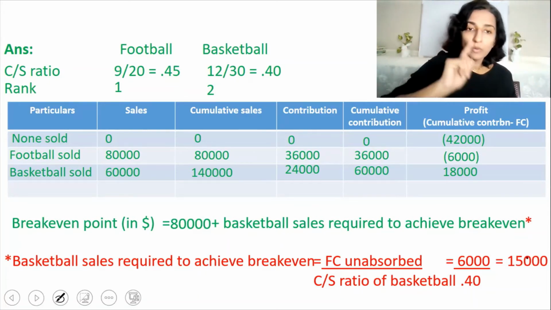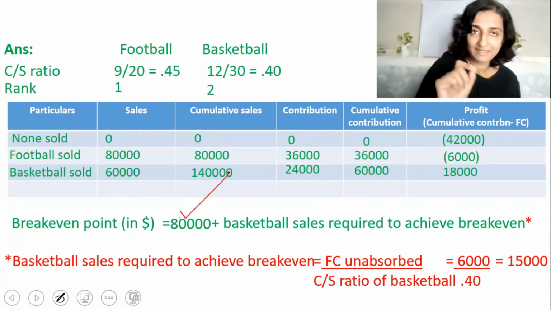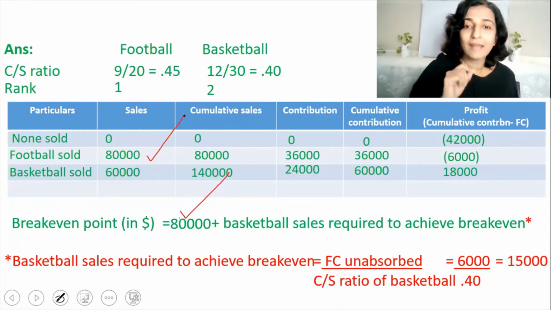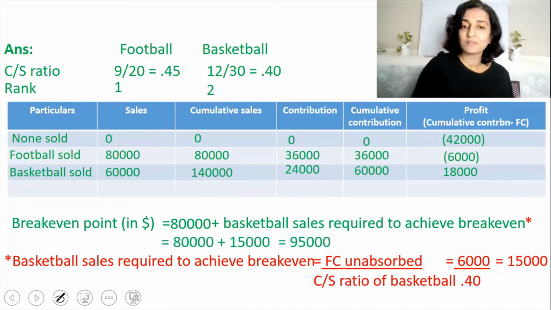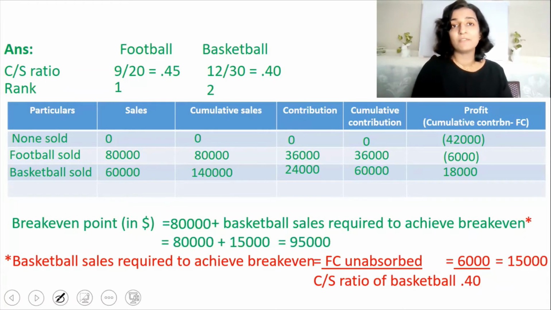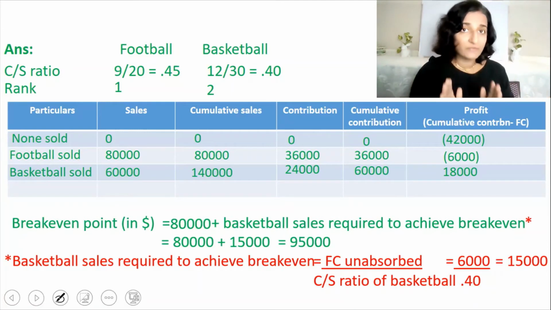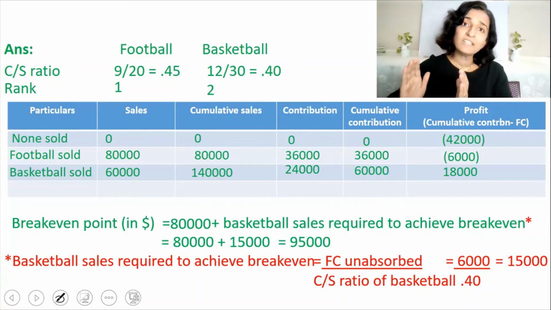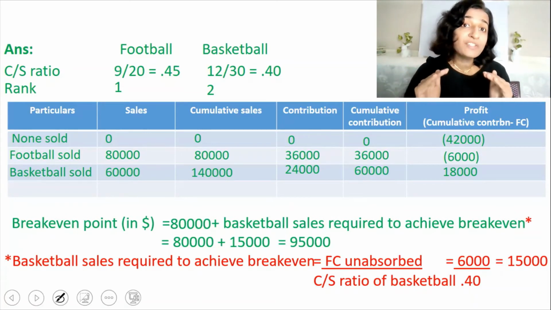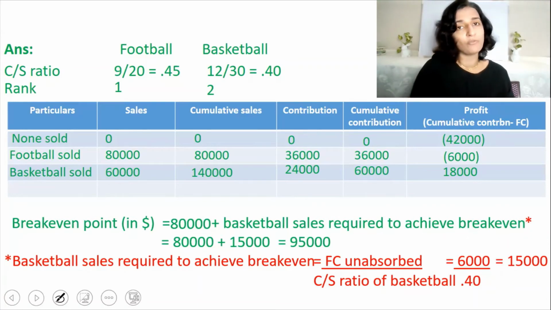Okay, so now we have already sold football, so that is $80,000, that is from here, and basketball sales required to achieve break-even, we have just found out that it is $15,000. So what is the final answer? It is 80,000 plus $15,000 or $95,000, which means that if we make a total sales of $95,000 comprising of $80,000 for football and $15,000 for basketball, we reach the break-even point when goods are sold in the order of profitability.